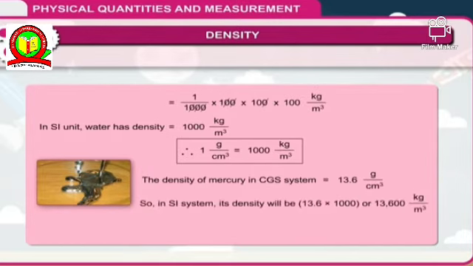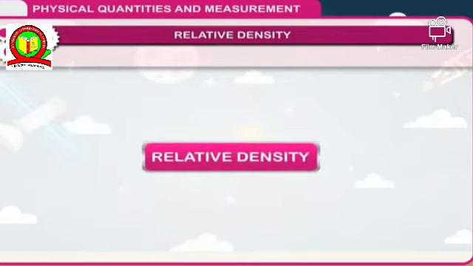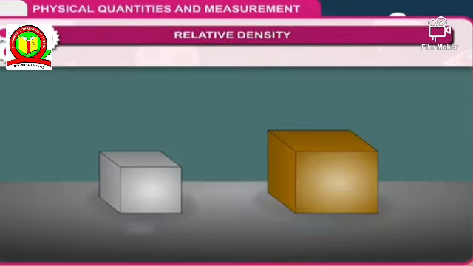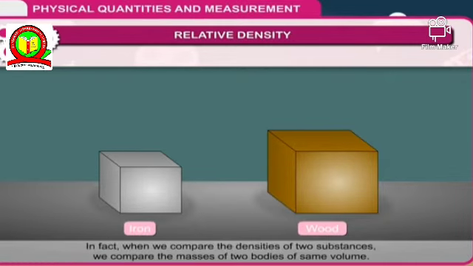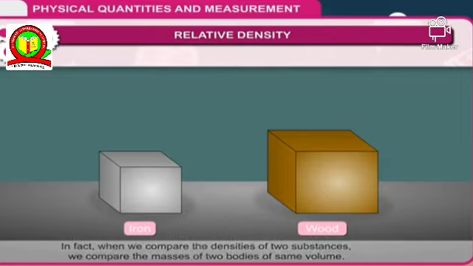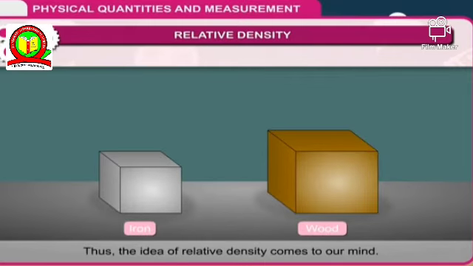So, in SI system, its density will be 13.6 into 1000 or 13,600 kilogram per meter cube. Relative density. A small piece of iron nail is lighter than a large piece of wood, but the density of iron is more than that of wood. In fact, when we compare the densities of two substances, we compare the masses of two bodies of same volume. Thus, the idea of relative density comes to our mind.